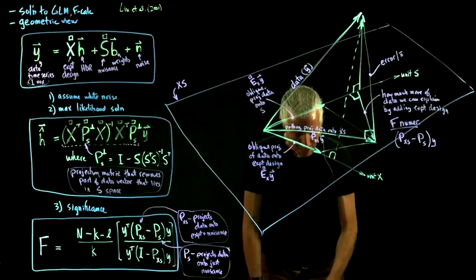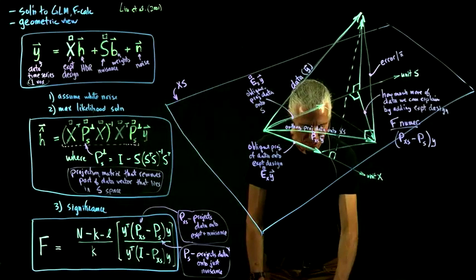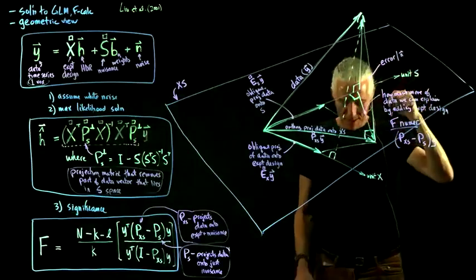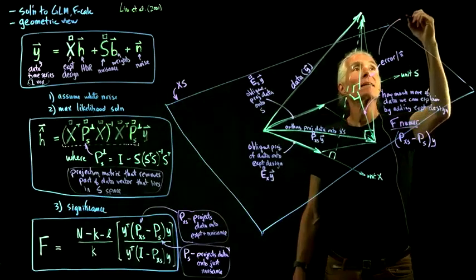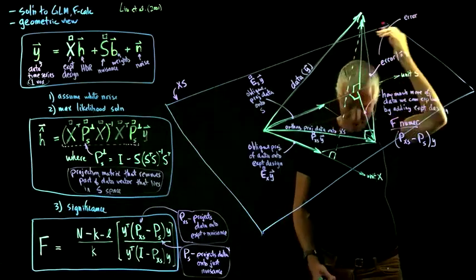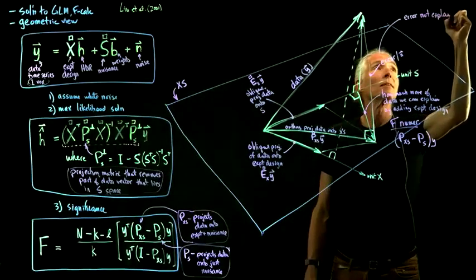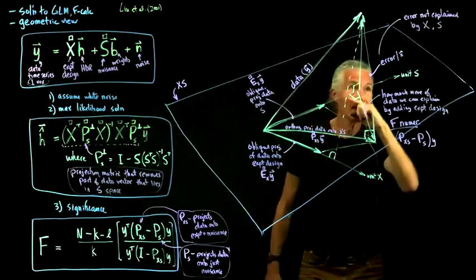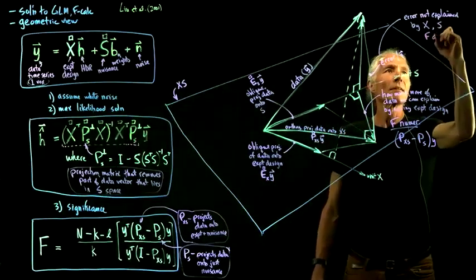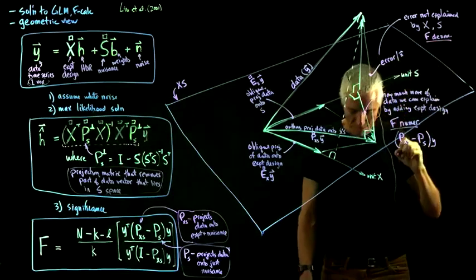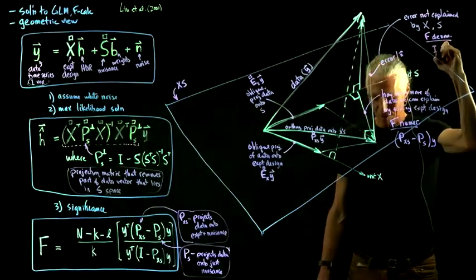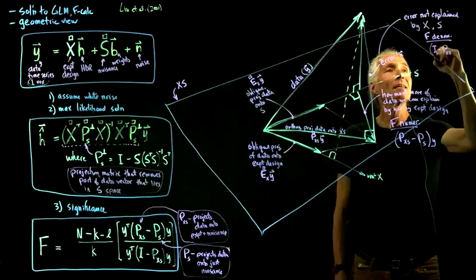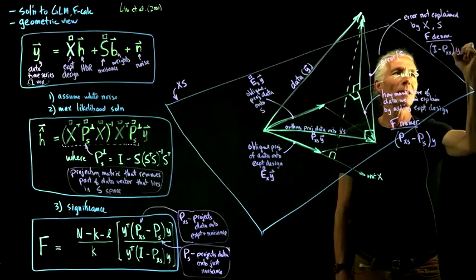And so, what was I going to do? And so what is that guy? So that's basically the error, not explained by experimental design and nuisance. And this is the F denominator. And what is that? That was the identity matrix minus this projection matrix of both experimental design and nuisance times that data vector.